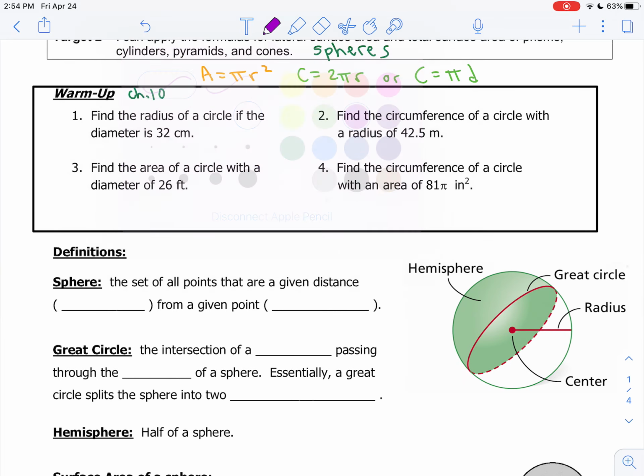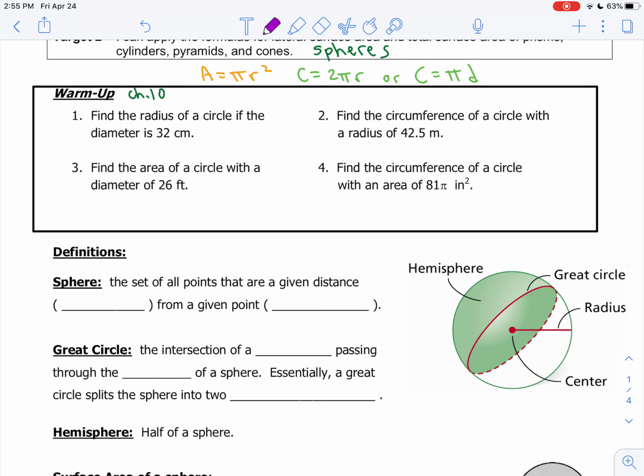So if we jump into warm-up problem number 1, find the radius of a circle if the diameter is 32. So maybe I'm going to use my formula, C equals pi d. And in this case, actually that's not even necessary. That's so funny. I don't know. I was ready for the harder problems.